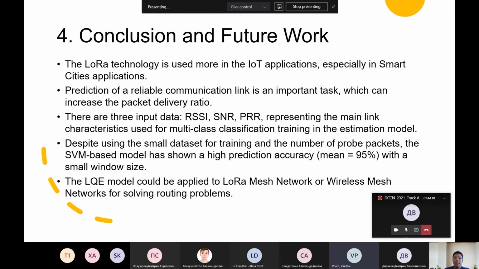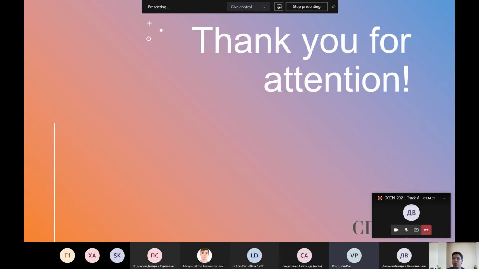So in this research, we considered a method for estimating the LoRa link quality. The link quality estimation is developed based on some metrics, and the estimation problem was converted to a multi-class classification, which can be solved by using support vector machine. And despite using small data sets for training with a small number of probe packets, the proposed model has shown a high prediction accuracy. So thank you for the attention.